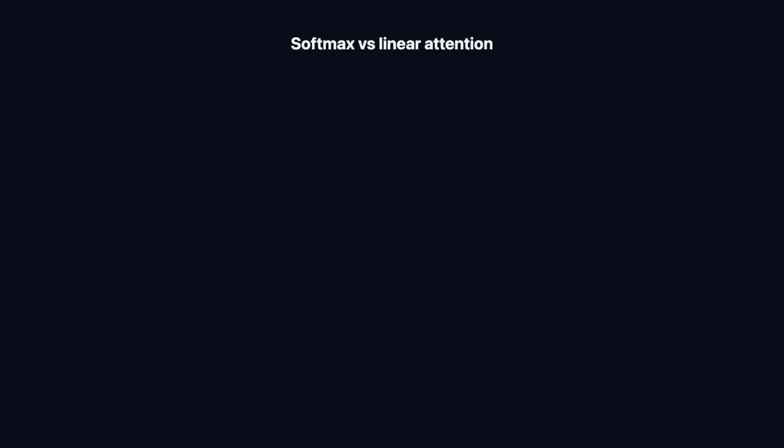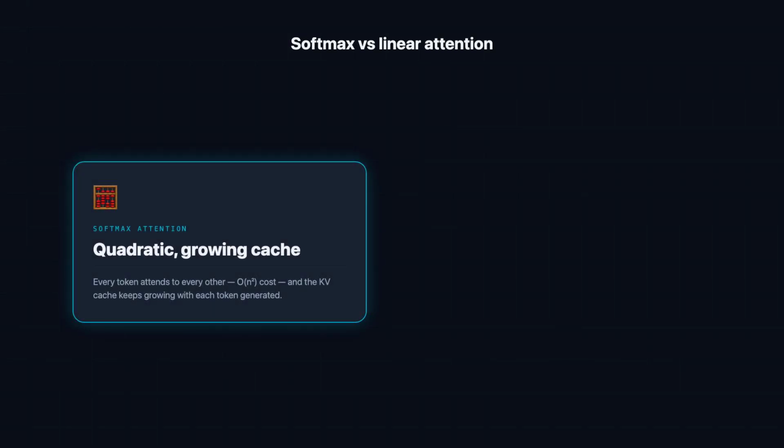Let's put these designs side by side and compare them directly. Softmax attention compares every token against every other one. That all pairs interaction is what costs you O of n squared, and it forces the model to keep a key value cache that grows longer with every token you generate.